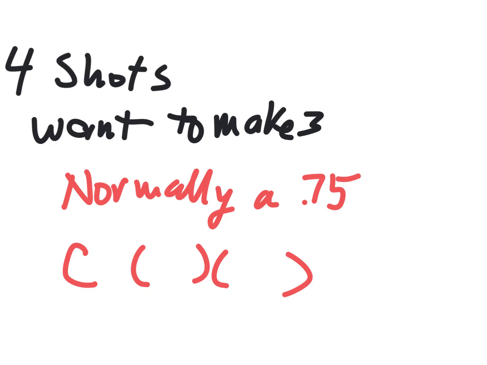Do you remember doing these on your calculator? It's 4 choosing 3. Do you think the order that we make the shots in really matters? If you get 3 out of 4, do you care if you made the first 3 or if you made the last 3 or if you missed one in the middle or whatever? Who cares? So the order doesn't matter. That's why I'm using a C, not a P. Okay?